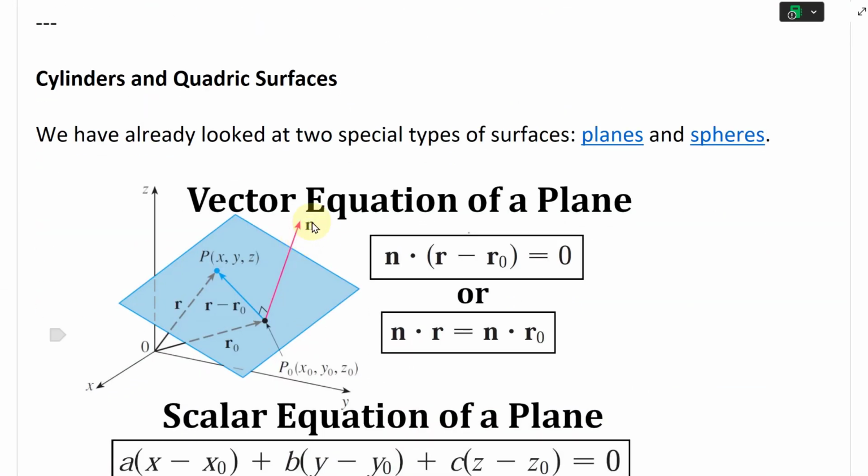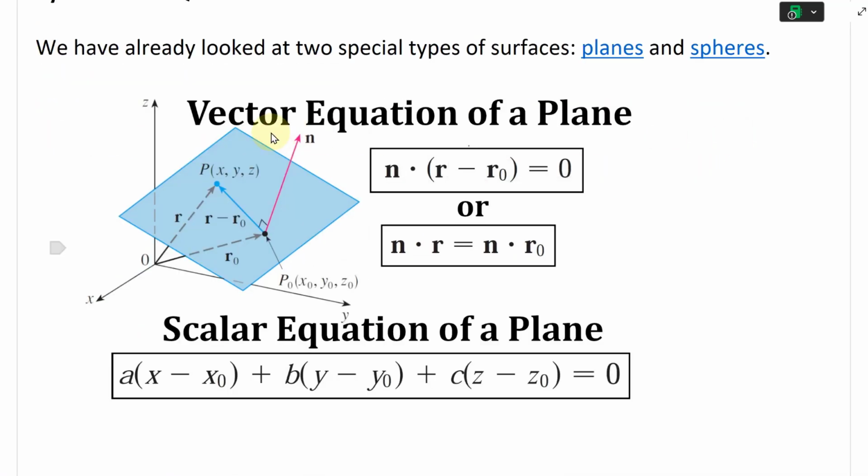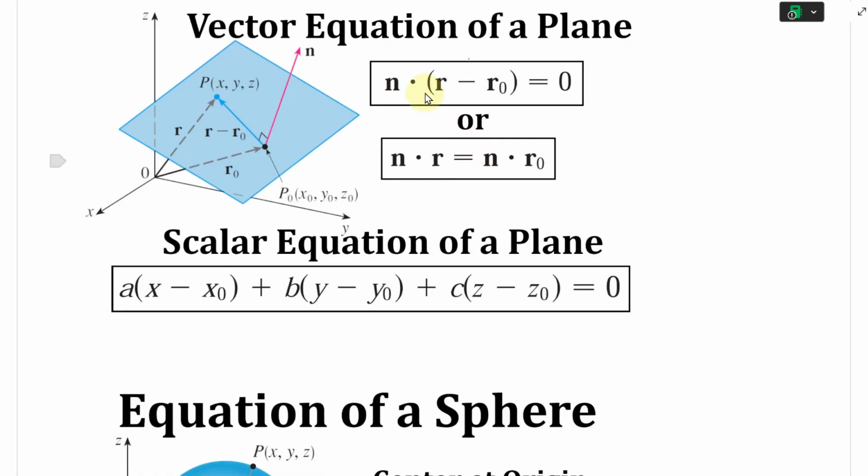So we have already looked at 2 special types of surfaces, planes and spheres. And basically, here's just a recap of my earlier videos, with a link to the playlist. And this is the vector equation of a plane. You have a vector that's on the plane, and then a normal vector, and then you have a vector from the origin, and from there you can get this equation right here of the plane. So then the dot product of this vector with the normal vector is going to be equal to 0, based on the dot product properties.